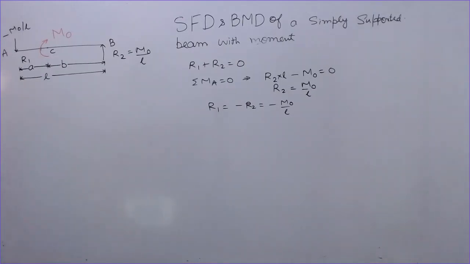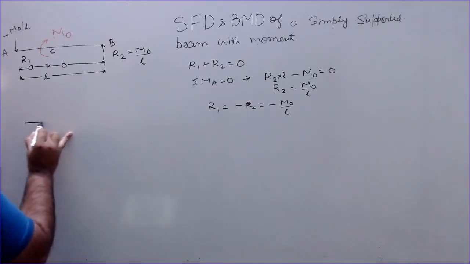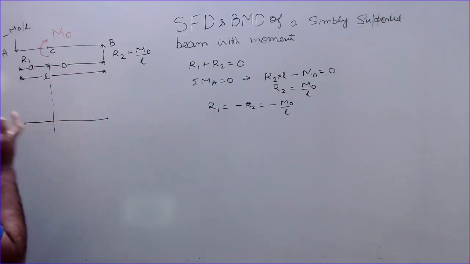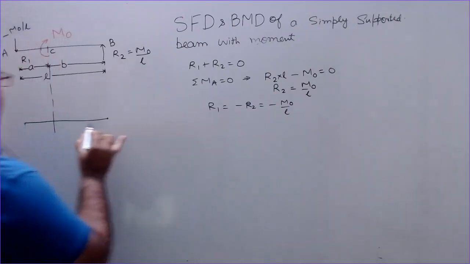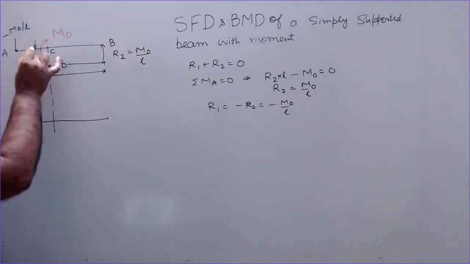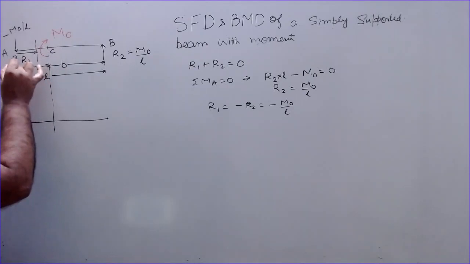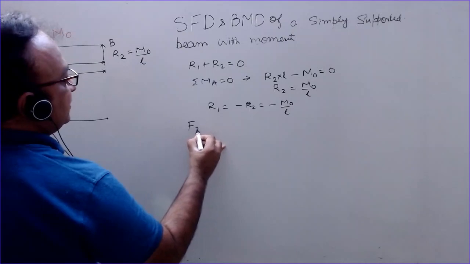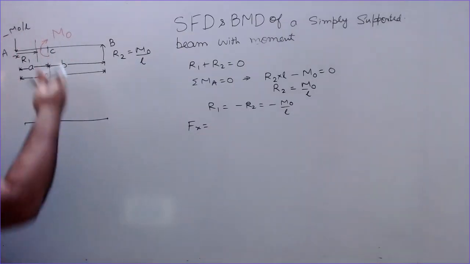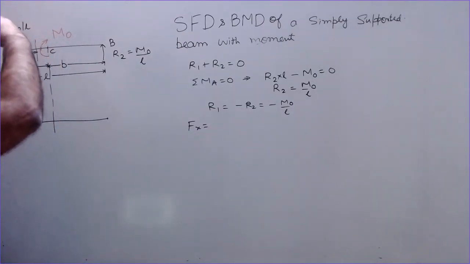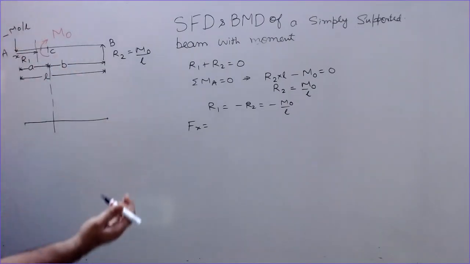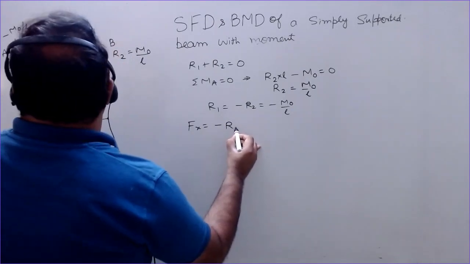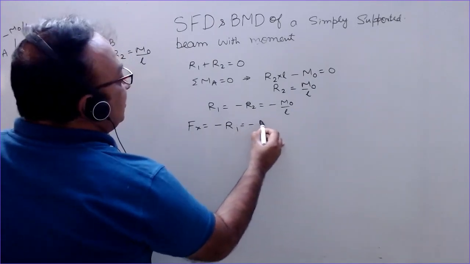Now what to do? We have to draw the shear force diagram. Here the moment is acting. So let us take a section as usual here at a distance x from this end. So the shear force Fx at this section is the load on this side, the left side, and the load is in the downward direction, so as per our convenience this will be negative. So minus R1. So this is minus M0 by L.